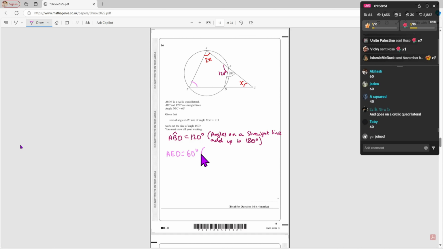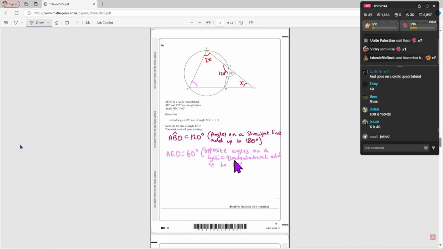Why? It's because we know that opposite angles in a cyclic quadrilateral add up to 180 degrees. Opposite angles on a cyclic quadrilateral add up to 180 degrees.